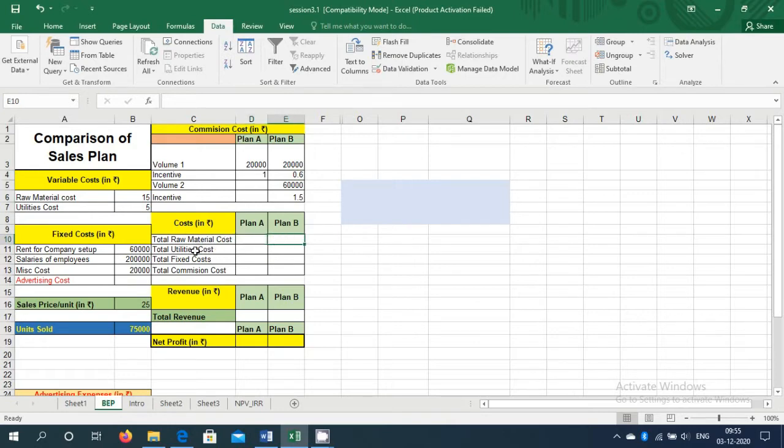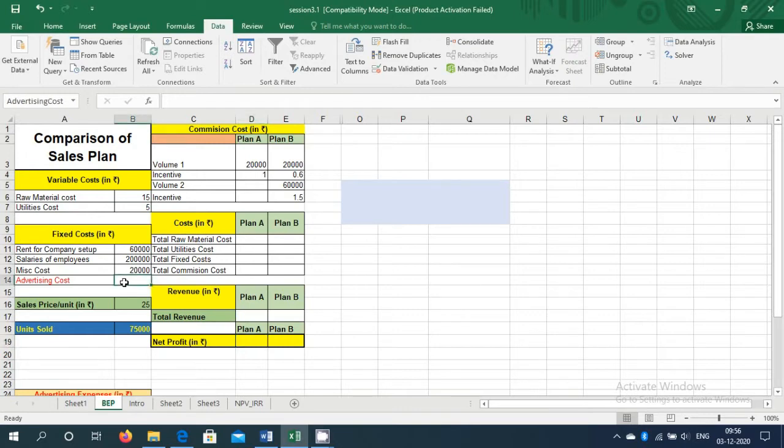So we will decide the total raw material cost for plan A and plan B, and the total utility cost, based on the units sold. With the per unit price, we can find the revenue over here. And net profit would be total revenue minus total cost of the respective plan, that is plan A and plan B.